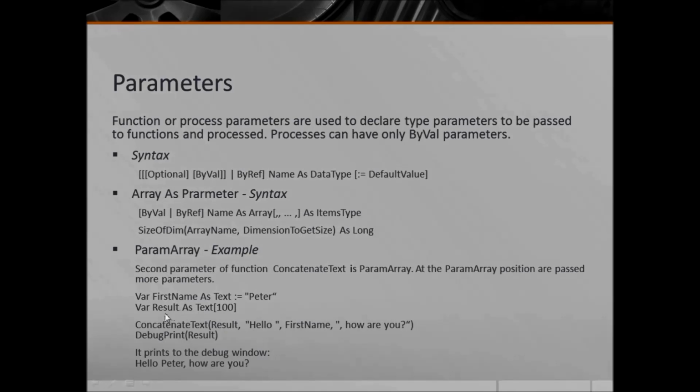So for example, we have here declared a variable called first name with the text Peter inside, and the result as text with 100. The box here implies the size of the text is 100 characters. So the function is being executed result with hello, first name, and how are you passed in. So when you print out the results, you will get hello, Peter, how are you? So hello is concatenated with Peter as it is stored inside first name and followed by the constant how are you. So these three texts will be concatenated together, creating the final text.